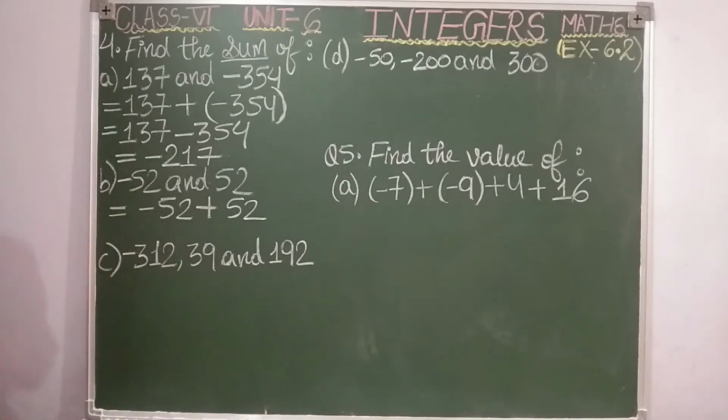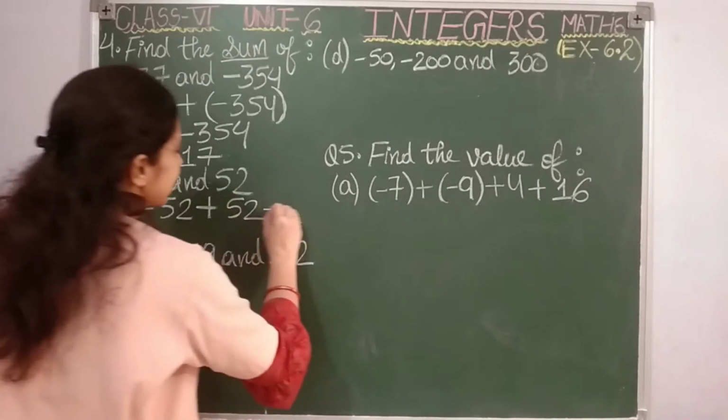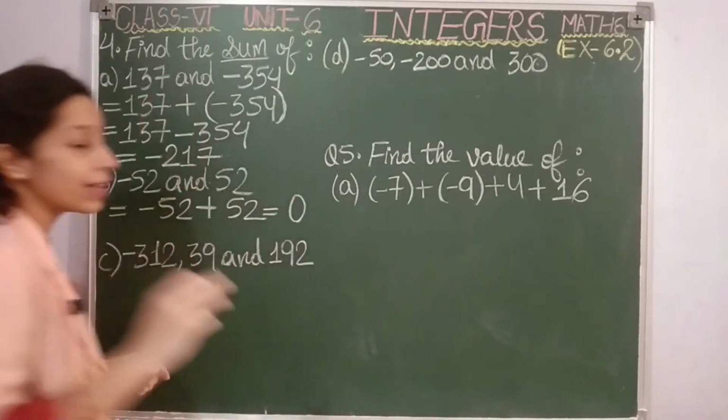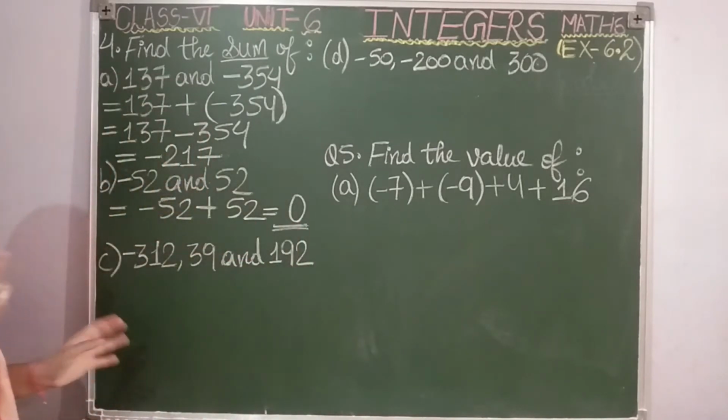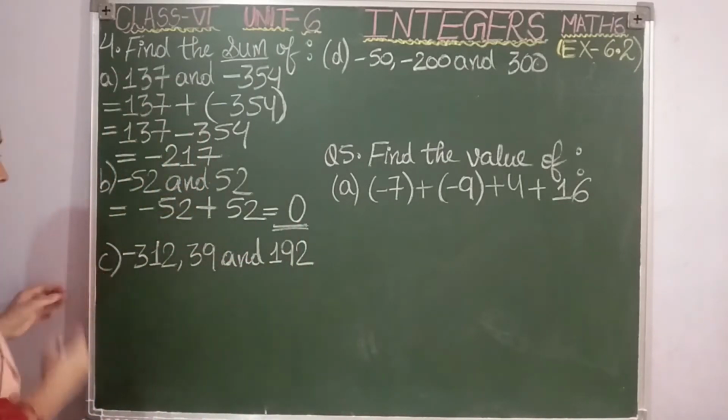How much, students? 52 minus 52 will give you 0. And 0 is neither positive nor negative. So just 0 you are going to write, simply 0. Clear, students?